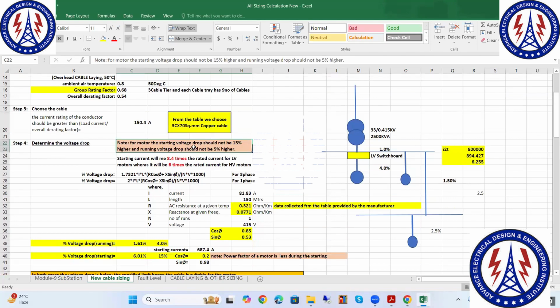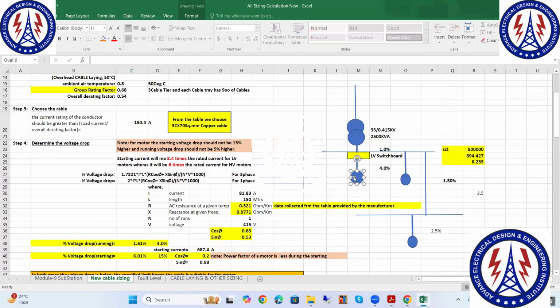All your load should be capable of taking it. Suppose you are running the motor, so minimum voltage should be available at the motor, otherwise the motor will not run, right? So that voltage drop should be within the limited condition. Suppose it's a transformer and a motor. The general practice is 5% drop is allowed up to the motor in the running condition and 15% in the starting.